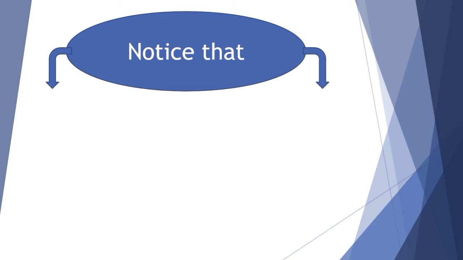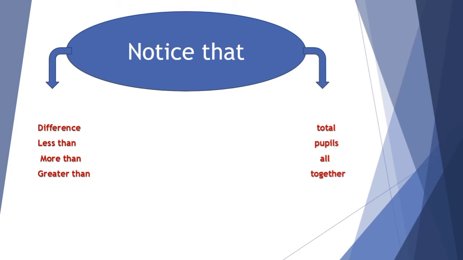In the second part, notice that we have sum and difference, and total, exceed, less than. So I will talk about the sum, like total pupils. It means the sum of all pupils in the class, or all, or together. All of them mean plus. On the other side we have difference, less than, more than, greater than, exceed, increase, decrease. All of them mean minus.